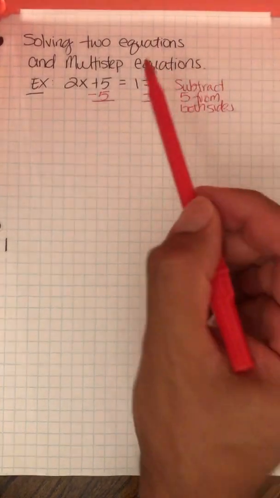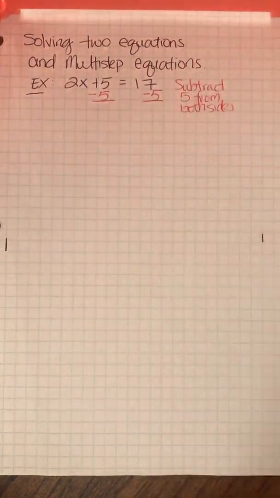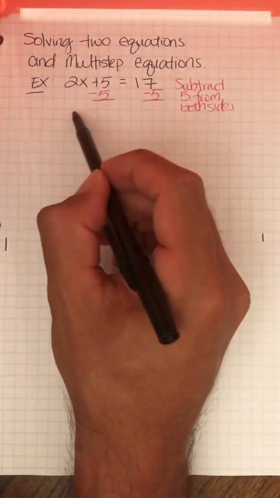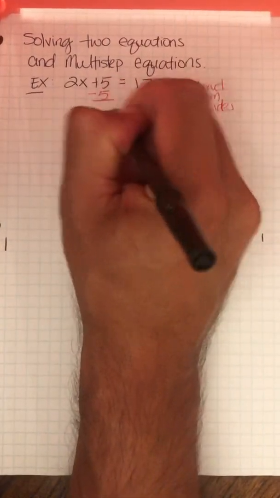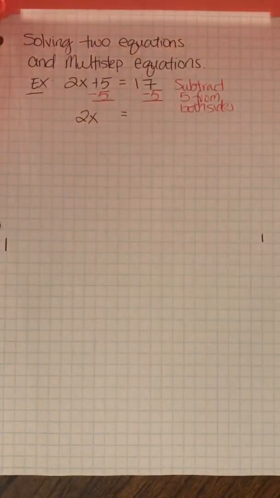Here, ladies and gentlemen, the plus 5 and the minus 5 cancel out. So we're left with 2x, bring that down. We have our equal symbol, ladies and gentlemen.